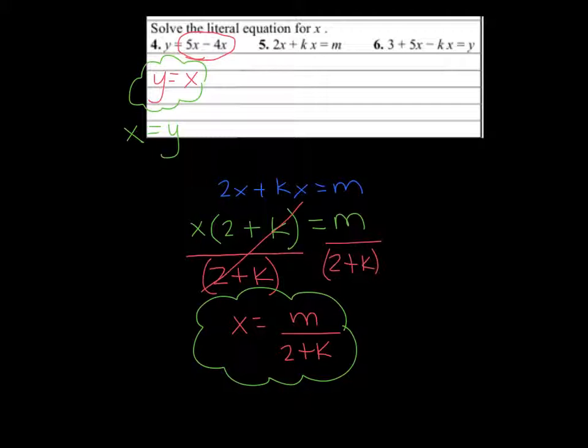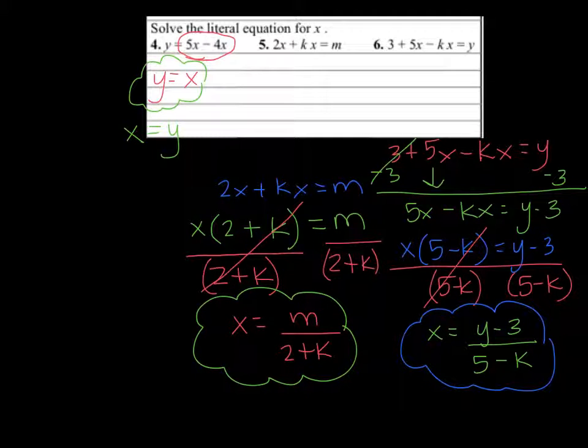Okay, so number 6 is similar to number 5, so I want you guys to pause the video and see if you can work number 6, and then you can check your work with mine. Okay, so let's look at this problem. So there was one extra step that made it a little bit different than number 5, and that is that there was 3 plus 5x minus kx equals y.